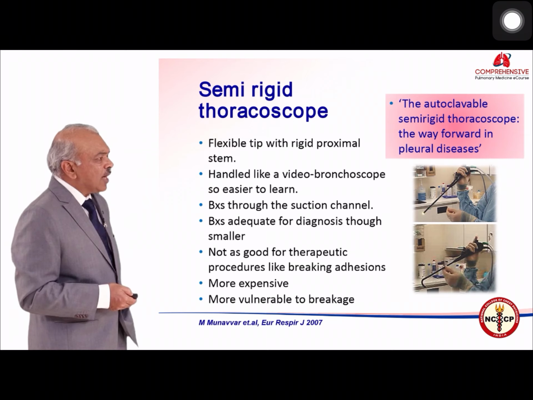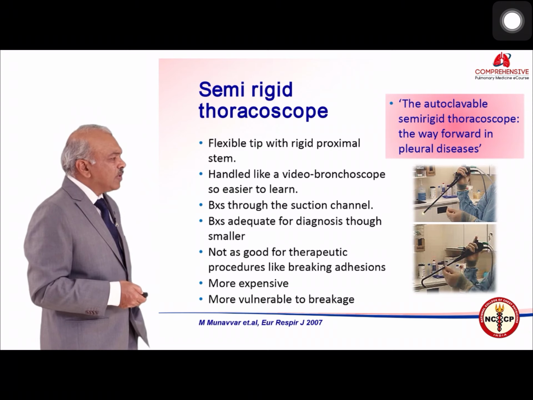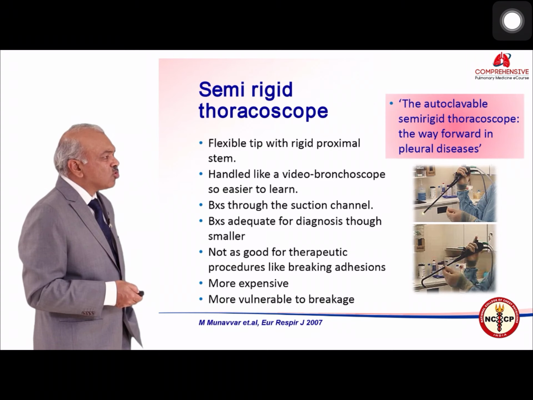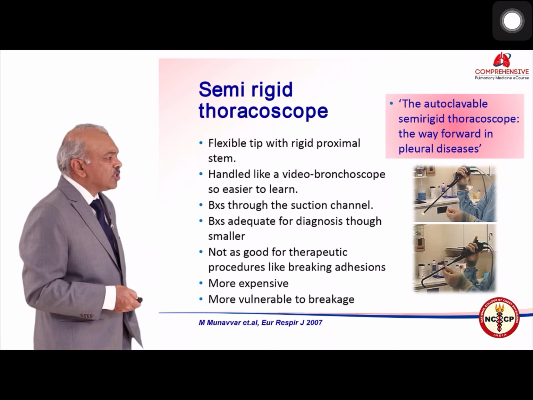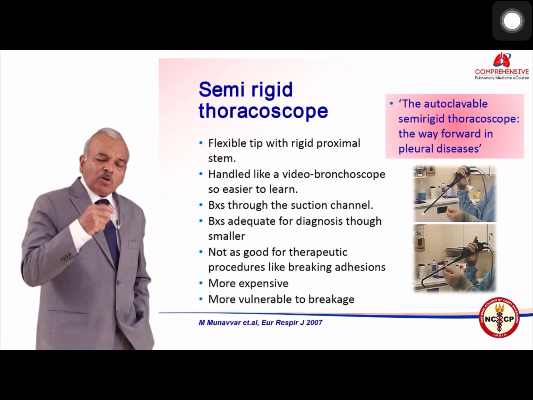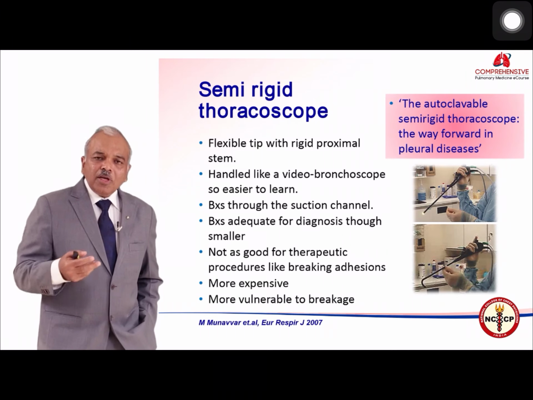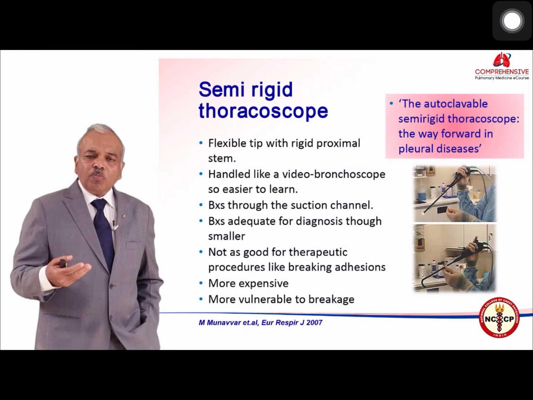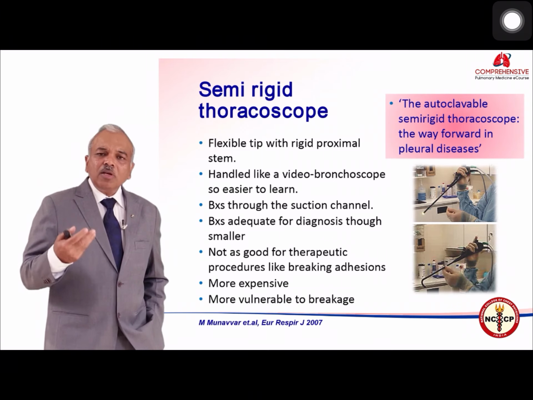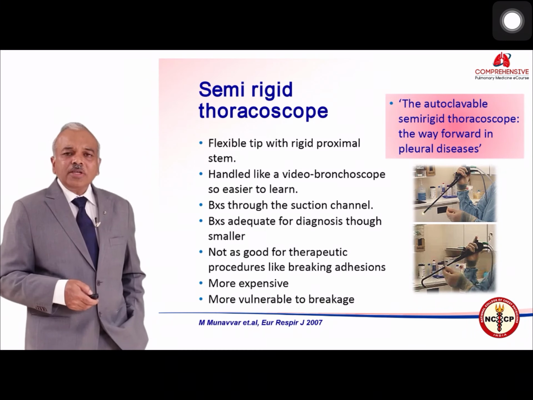The semi-rigid thoracoscope. Now, this is a new thing which has come about in the last 8 or 9 years, and the first papers came out in 2007, where an autoclavable semi-rigid thoracoscope was described, and this is the picture showing that. It has a shaft which is rigid, the proximal part is rigid, and the distal part bends just like a bronchoscope. So if you are already used to doing bronchoscopy, the handling of this scope is just like a flexible or a video bronchoscope. And therefore, the learning of this is much simpler.